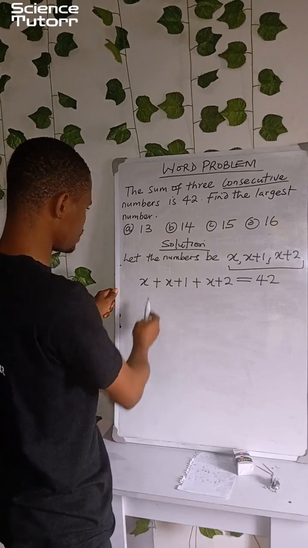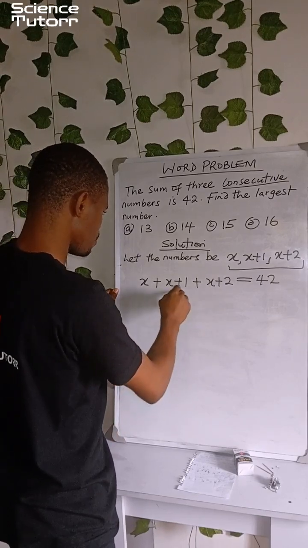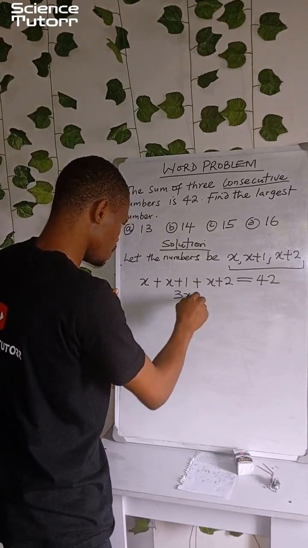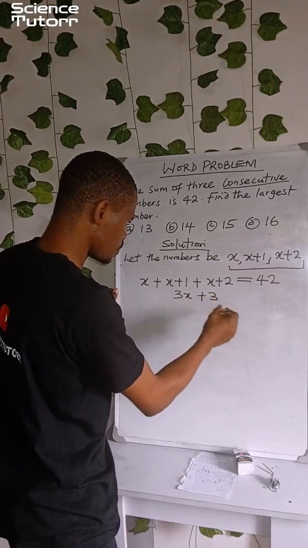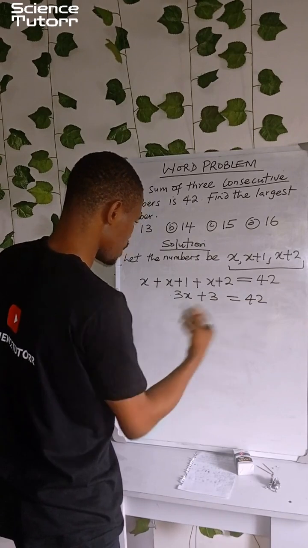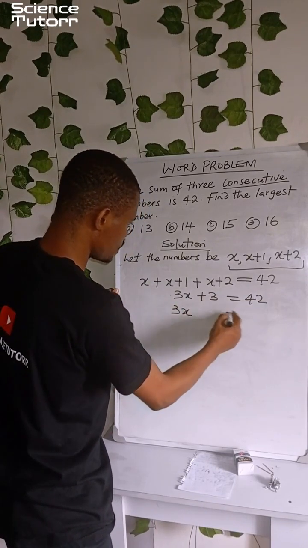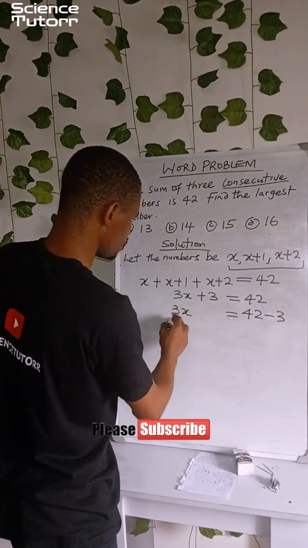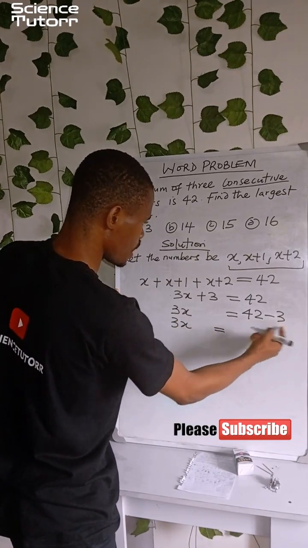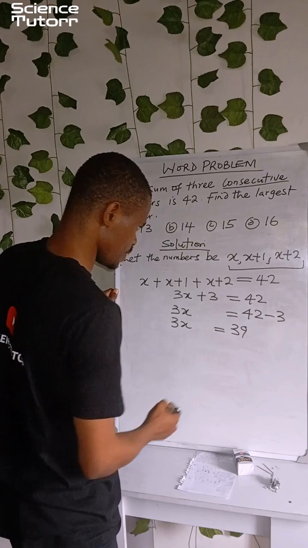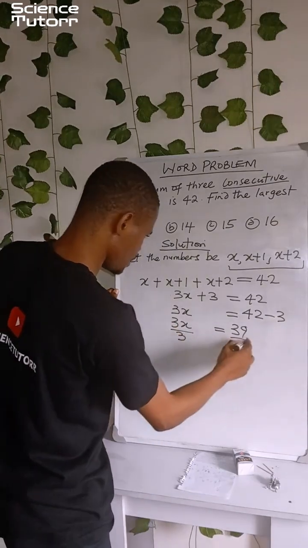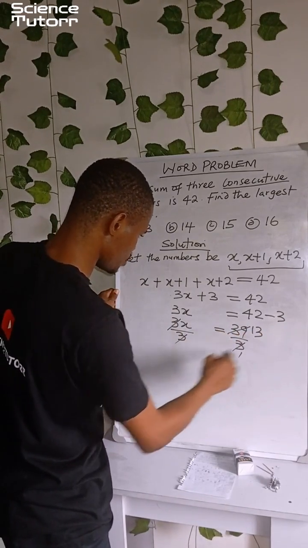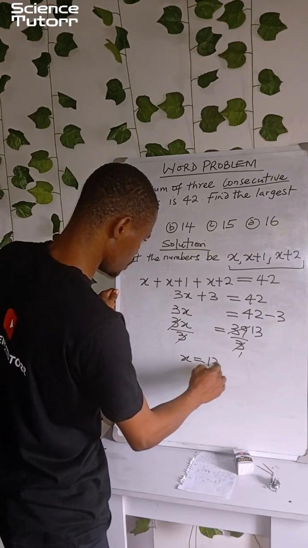So let's collect like terms. x plus x plus x will give me 3x. 1 plus 2 gives me 3. So 3x plus 3 is equal to 42. Let's collect like terms. 3x is equal to 42 plus 3 crosses over, it becomes minus 3. So 3x is equal to 42 minus 3, which is 39. Dividing both sides by 3, 3 cancels 3, and 39 divided by 3 is 13. So x is equal to 13.